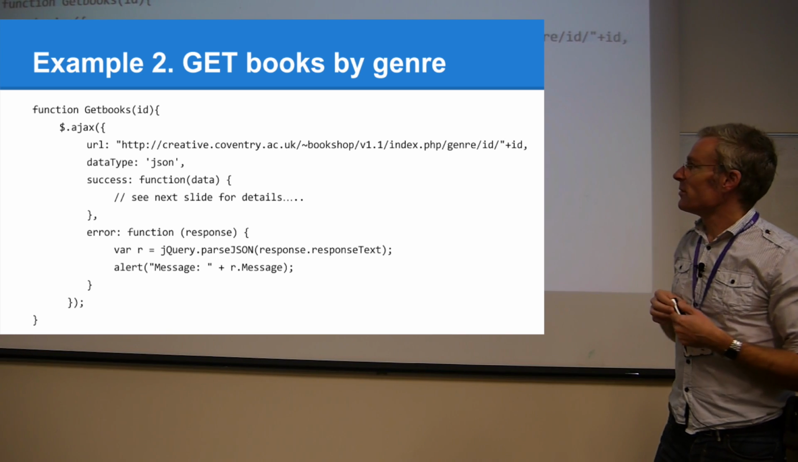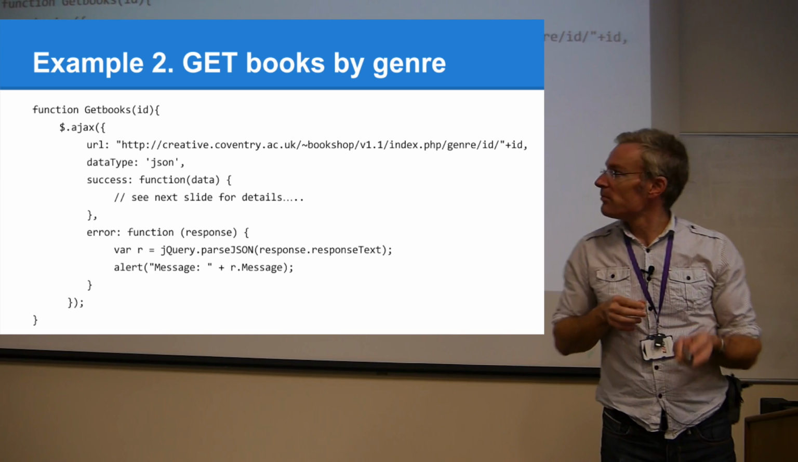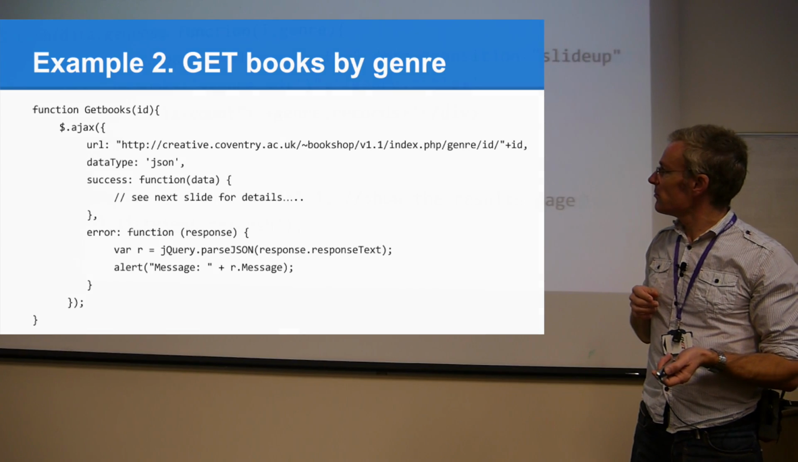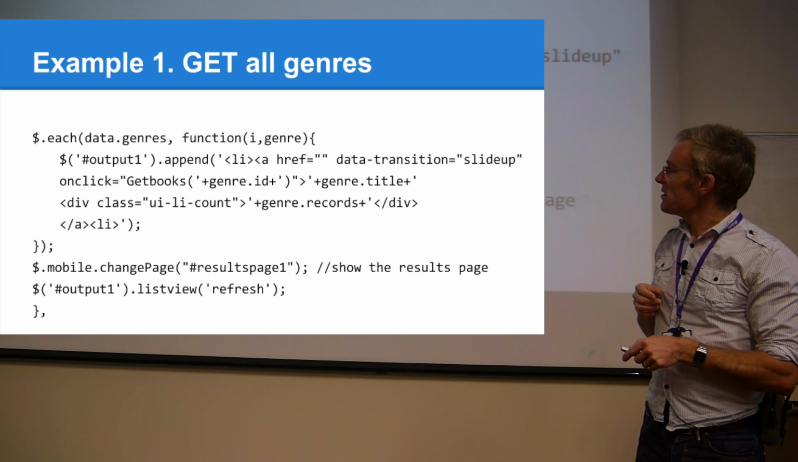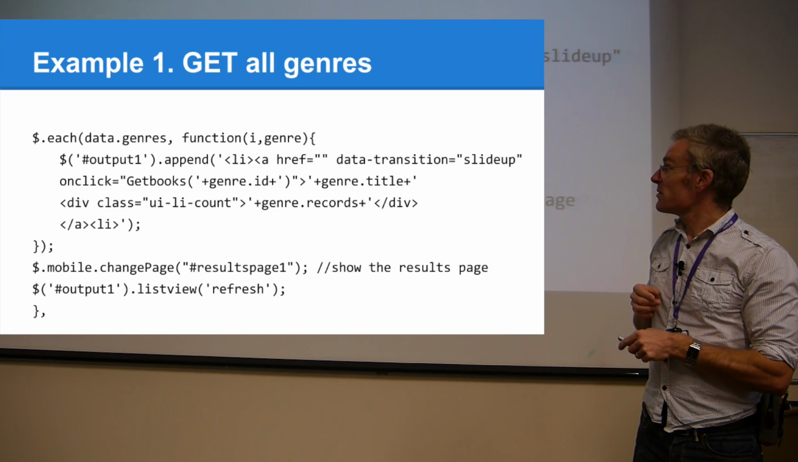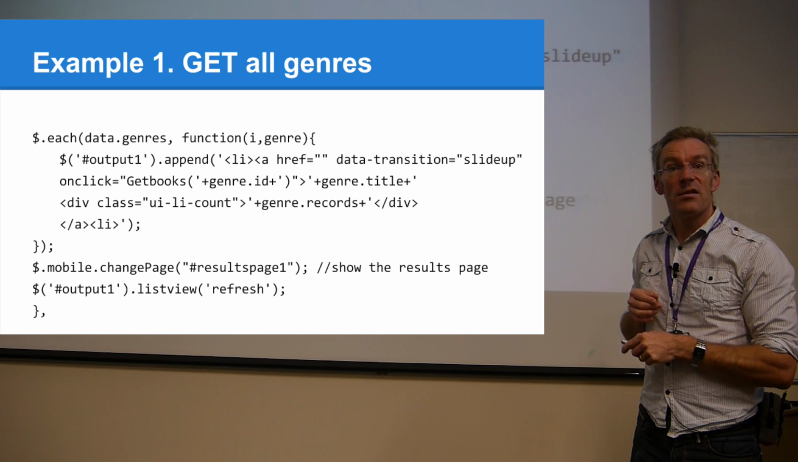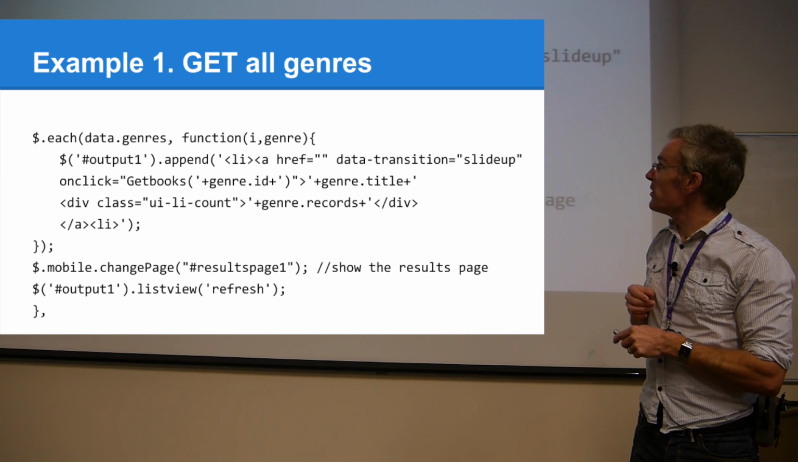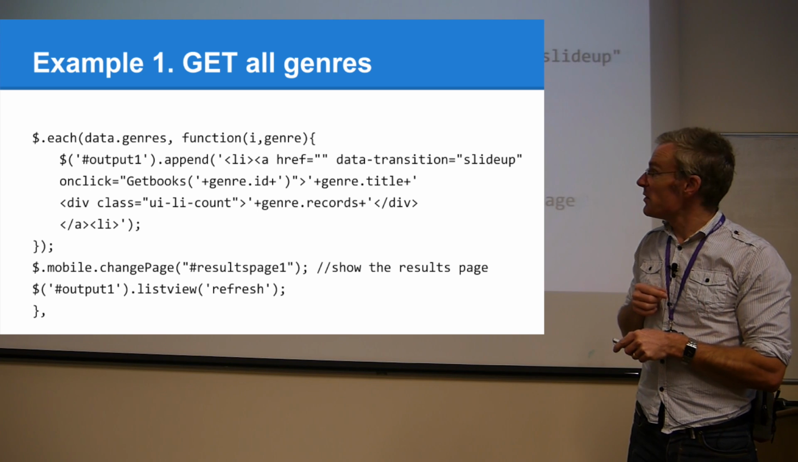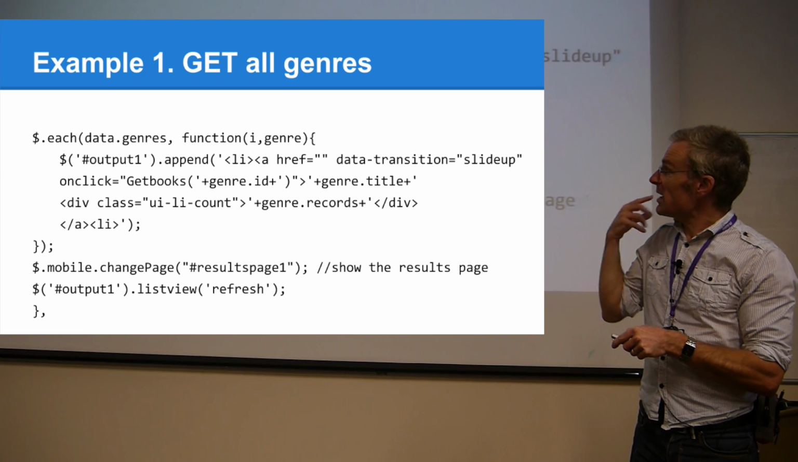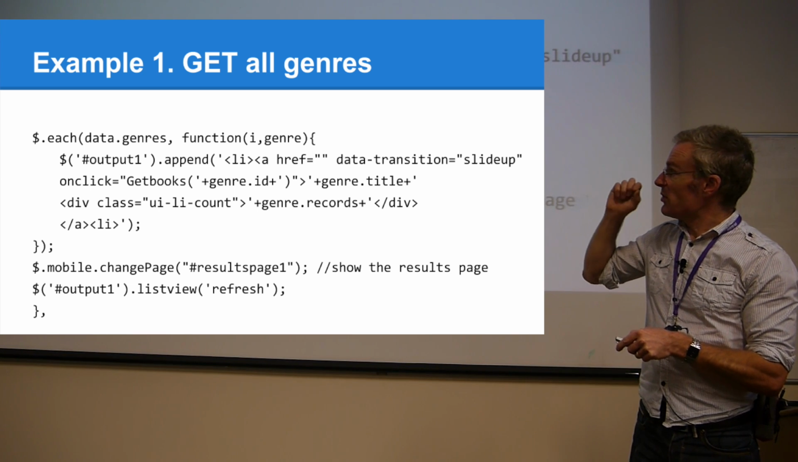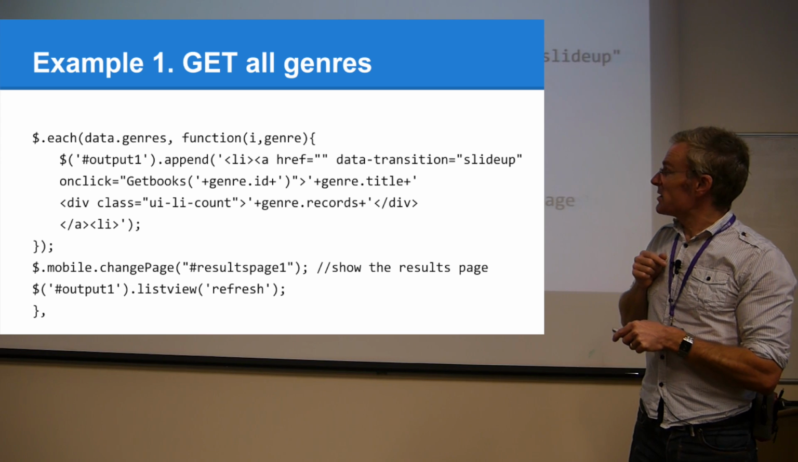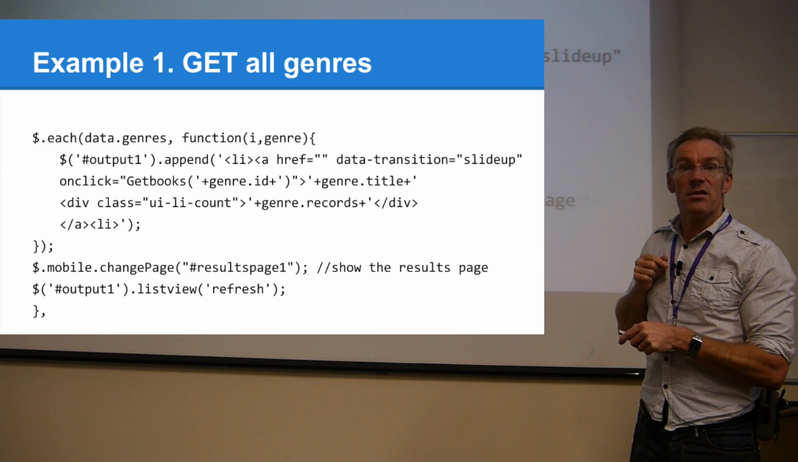Getting books by genre. Remember, let's go back a slide or two. This onClick get books with this genre ID. Notice the use of double quotes for the attributes and then single quotes for that, otherwise it's going to get very confused. So when I click on one of the links, it's going to run the get books function and it's going to pass the ID of the category.